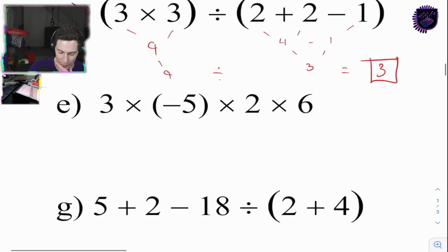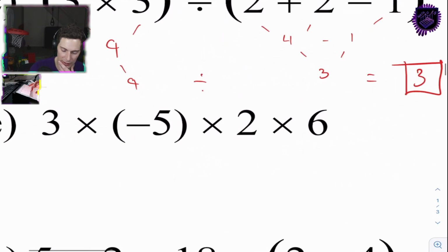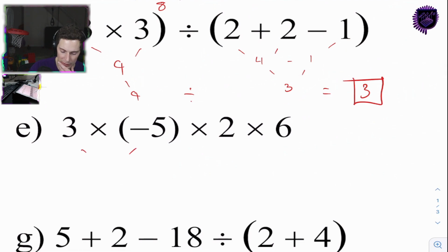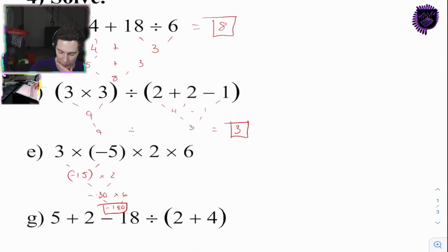Oh, a minus number, holy smokes, what is happening? 3 times negative 5 times 2 times 6 is going to give us a negative answer. This is going to be negative 15 times 2, which is negative 30 times 6, which is negative 180. That's it. That's our answer. Wow. Cool. Negative 180.